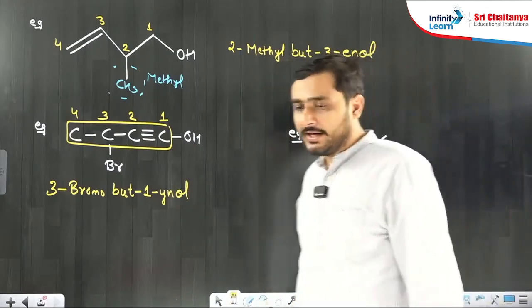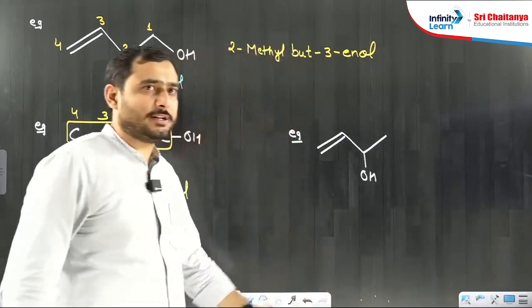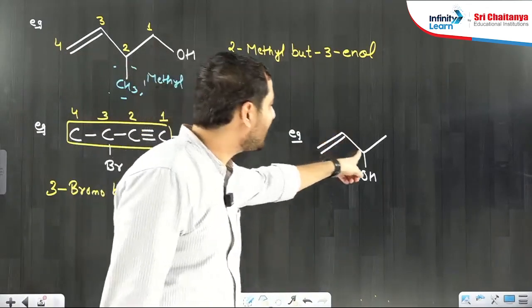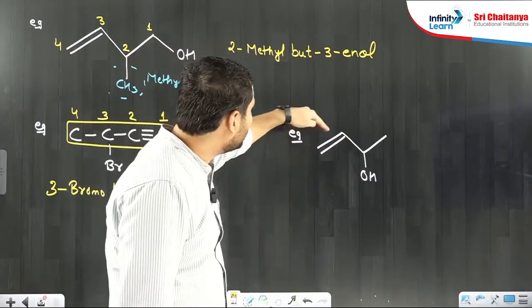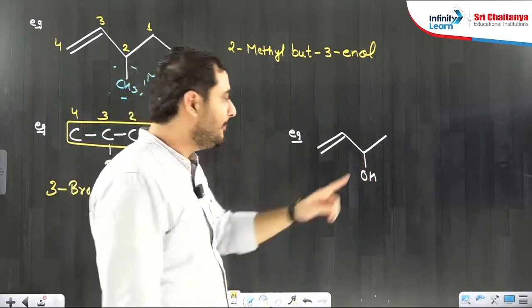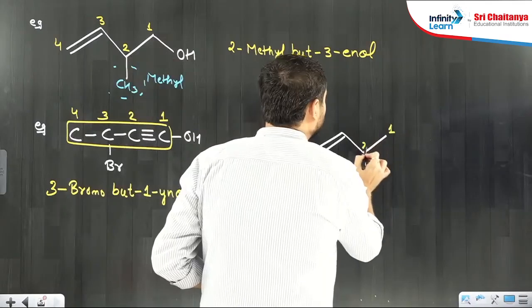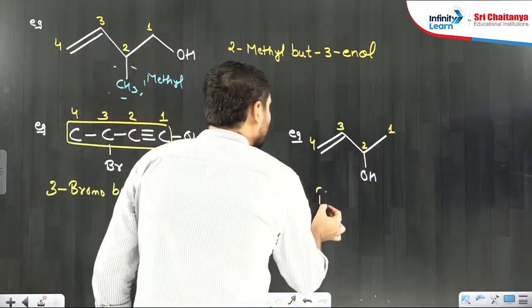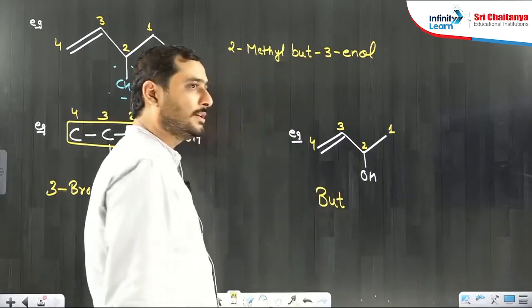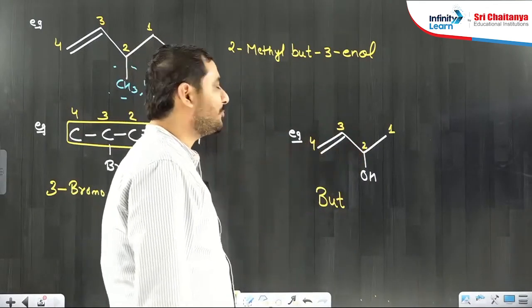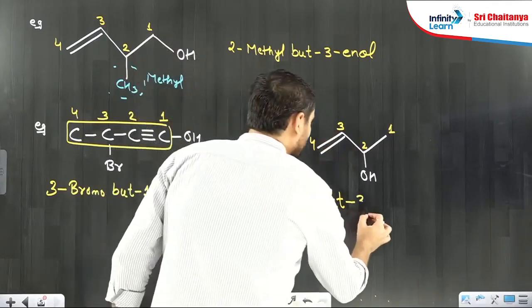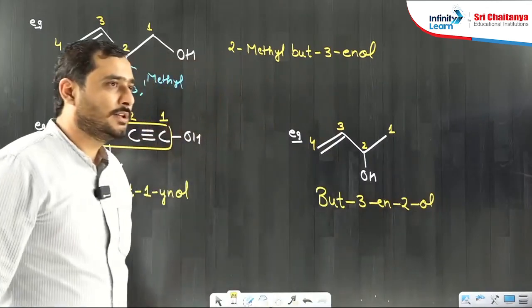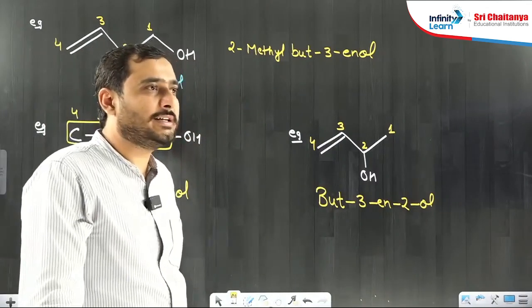Now tell the name of the second example. First we have to select the parent chain. OH will get the least number. Multiple bond is at second priority. First we have to give priority to OH. If I write numbering from here 1, 2, 3, OH will be at third position. But if we write numbering from here, OH will get number 2. So this will be the correct numbering. Now for 4 carbon atoms, what is the word root? But. Now next, at which position is the double bond present? Third position. So it is 3-yne, and at second position what is present? Alcohol. So what is the name of the compound? But-3-yn-2-ol.